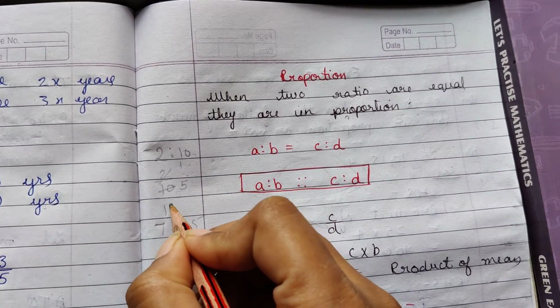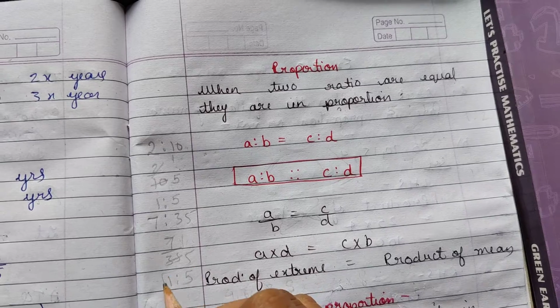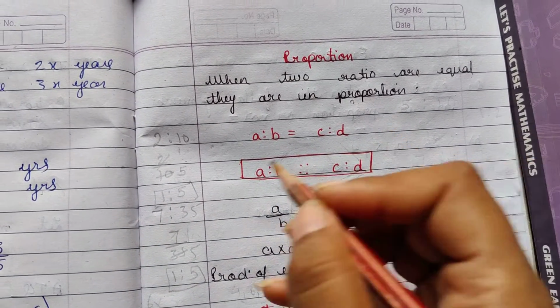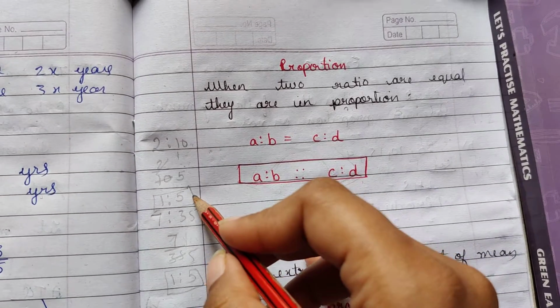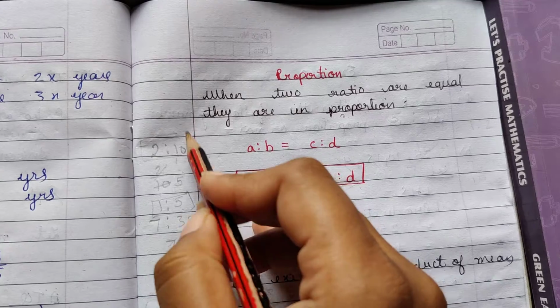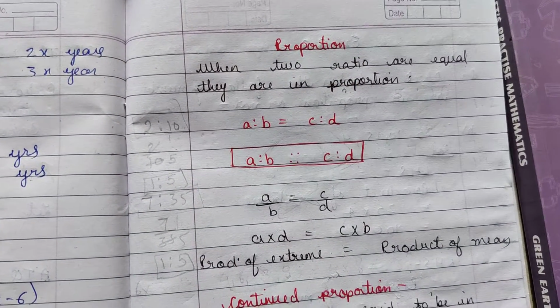So in both the cases, the final answer which we have got is 1 is to 5. Both the final answers are equal. So now we can see that since both the answers are equal, we can say that 2 is to 10 and 7 is to 35 are equal ratios.